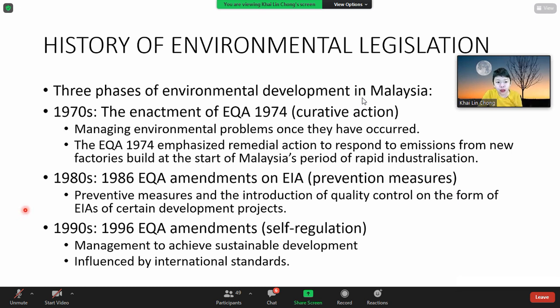Okay. Masuk tahun 80-an, okay, EQA amended on the EIA. Tahu tak apa itu EIA? Do you know what is EIA?